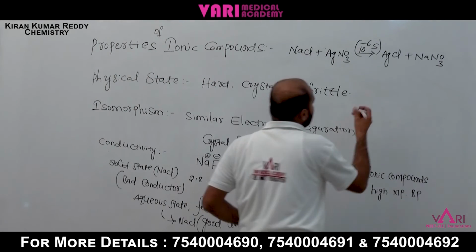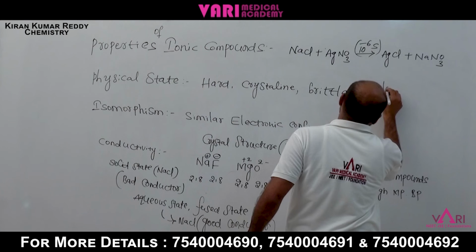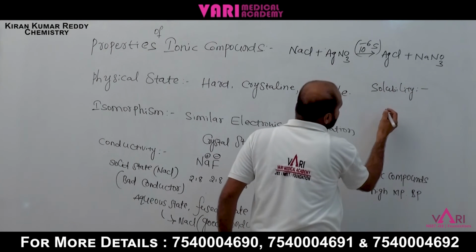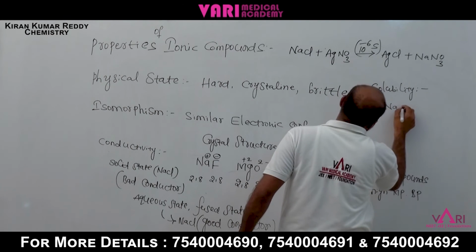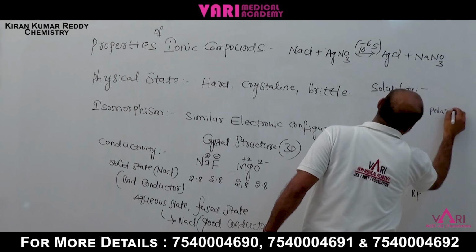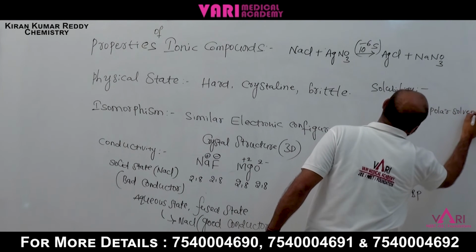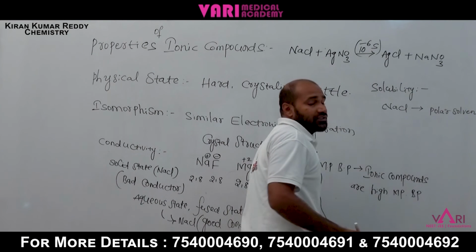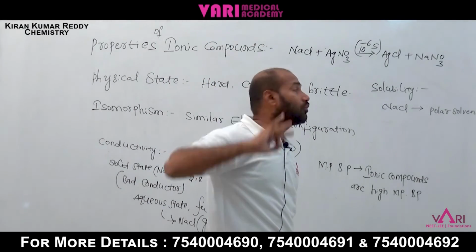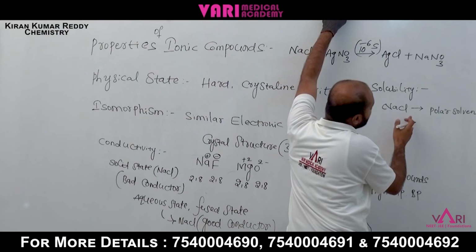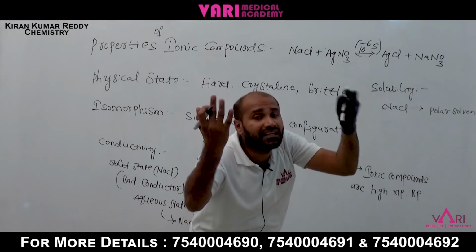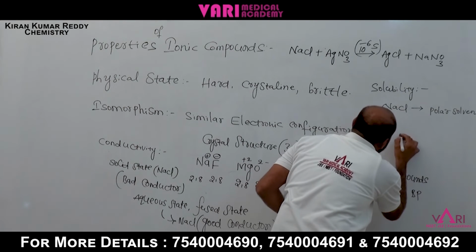What is solubility? Solubility means how much it dissolves in water. For example, NaCl, an ionic compound, is more soluble in polar solvents. What are the polar solvents? What is polarity? Whether a molecule is polar or non-polar is decided by the dipole moment. Now NaCl is more soluble in polar solvents. Now Na plus is soluble in water.